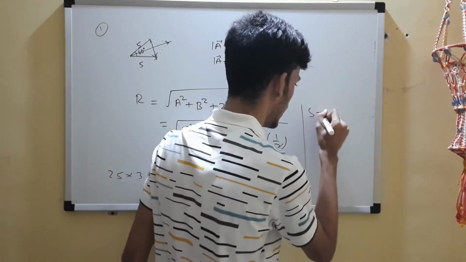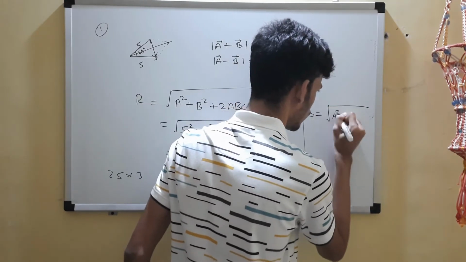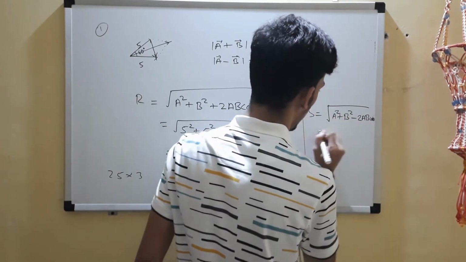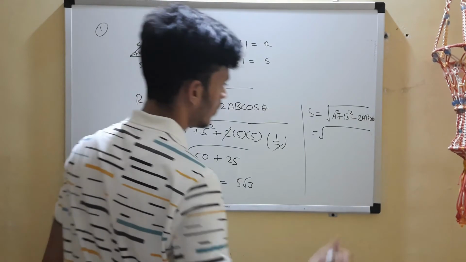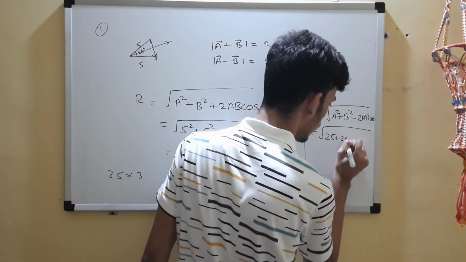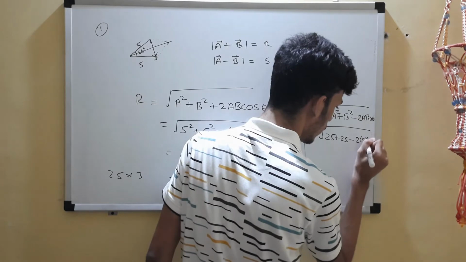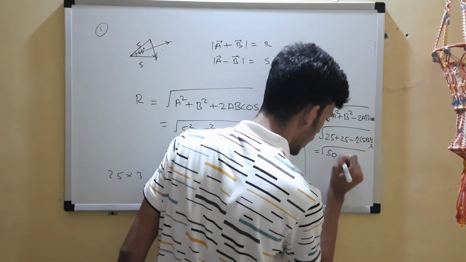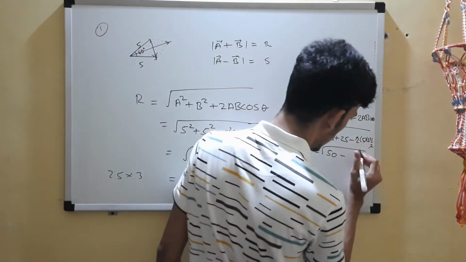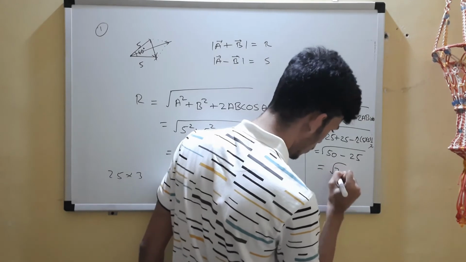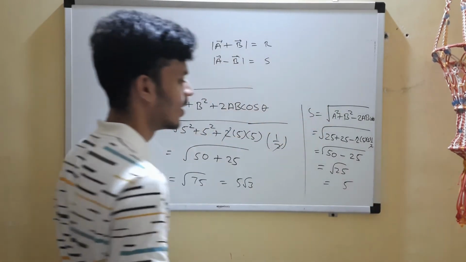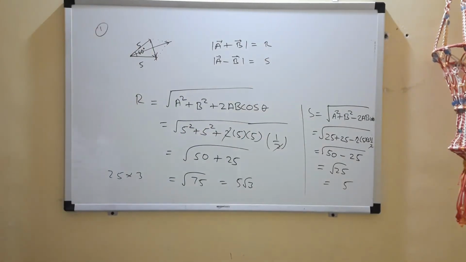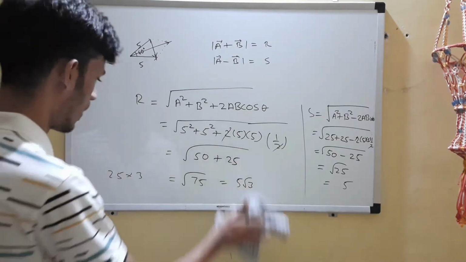Those who didn't get that idea, you are supposed to use the subtraction formula: a square 5 square 25, plus 5 square 25, minus 2 into 5 into 5 into half. Cos 60 is half. So this is 50 minus 25, which is 25, and again you have root 25, which is nothing but 5. I told you, right? 5 is the correct answer. You can note that down if you want to. It was easy, right? You could have done it yourself as well.